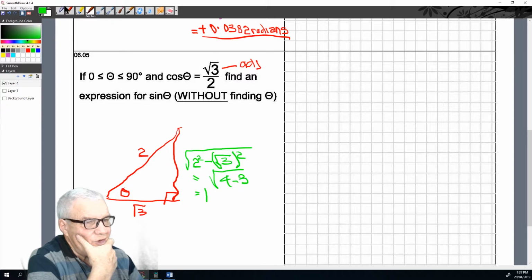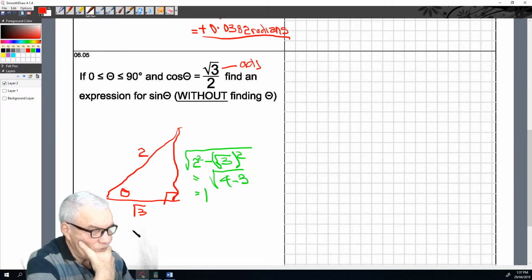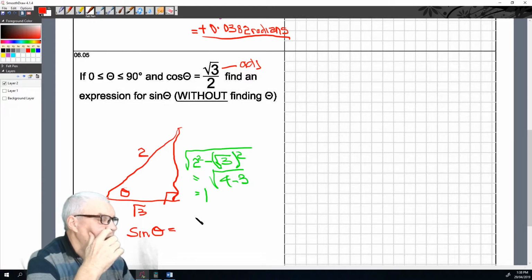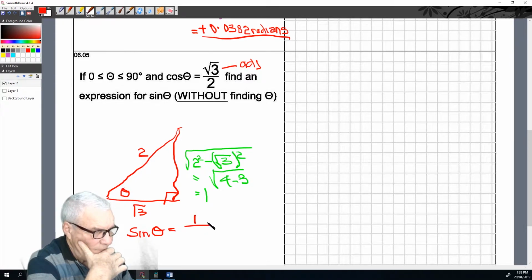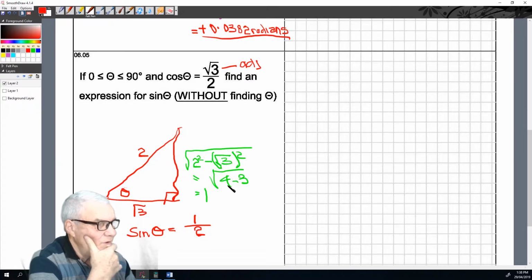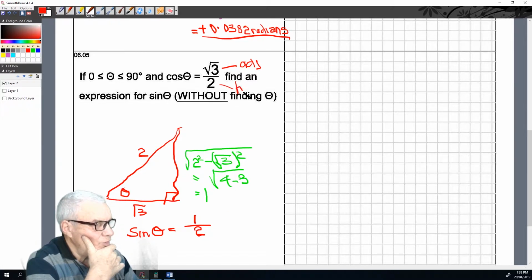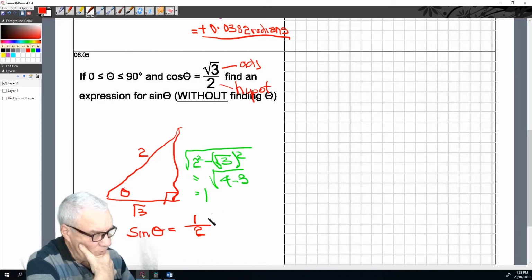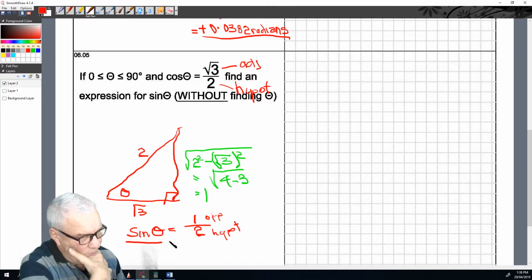Now we need to just find the sine. Sine of theta equals the opposite over the hypotenuse, so sine theta equals the opposite, which is 1, over the hypotenuse, which is 2. So sine theta is a half.